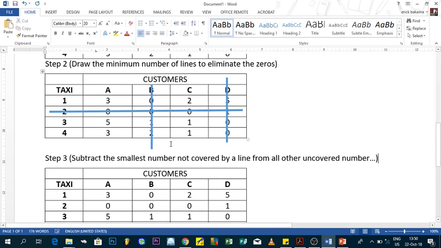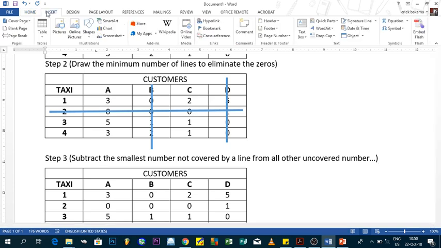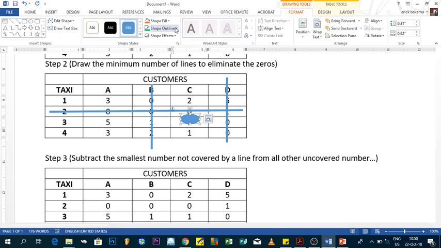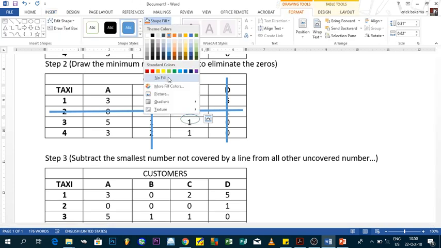So from here, this table here is a copy and paste of this other table. It's saying that we need to subtract the smallest number not covered by a line. So we go back to our table in step 2. Which one is the smallest number not covered by a line? The smallest number not covered by a line is this one here. Shape fill, we put no color.